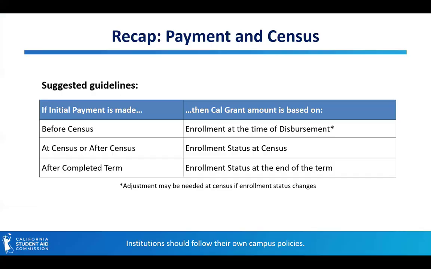So, quick recap before we go on to the next scenario. As always, it's all about census. That's what drives how we pay the student. So, if we pay before census, use what they are taking when you're about to pay them, but make sure to come back at your census date and make sure the student has the same unit load. If it's at census, then we just use that information right then and there. And if it's a retroactive payment, after they completed the term, we use the unit count that was at the end of the term.